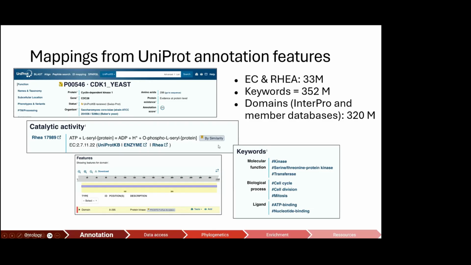Several keywords are associated to this specific protein. So you have kinase, and you also have biological processes like cell cycle, cell division, and mitosis. And these terms can also generate automatic GO annotations.